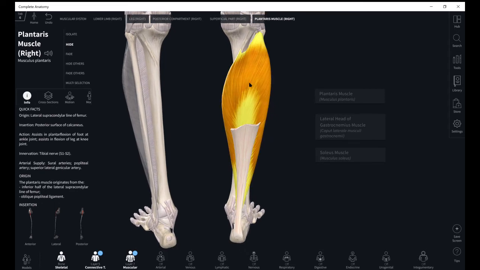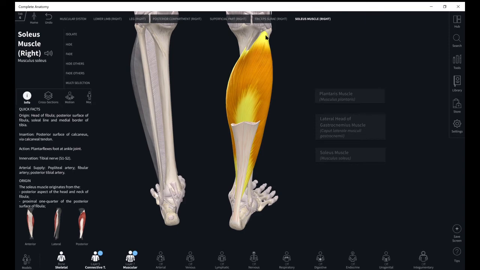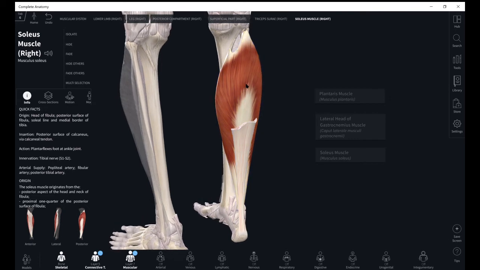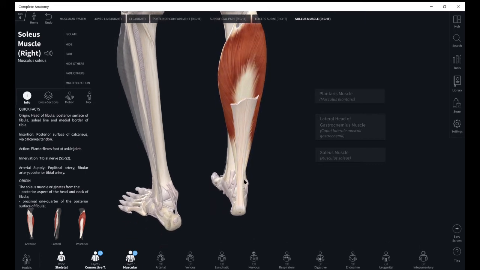soleus. Soleus, the origin is going to be the head of the fibula, and then the posterior surface of the fibula and the soleal line and medial border of the tibia. So two different bone origins for soleus. Big, broad muscle responsible for more power for plantar flexion. It inserts the posterior surface of the calcaneus via, again, the calcaneal tendon.